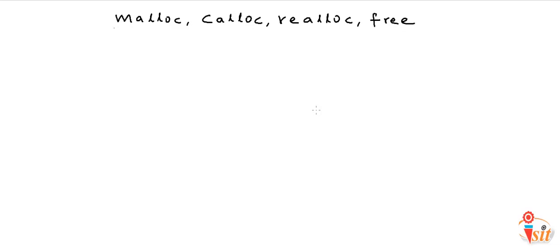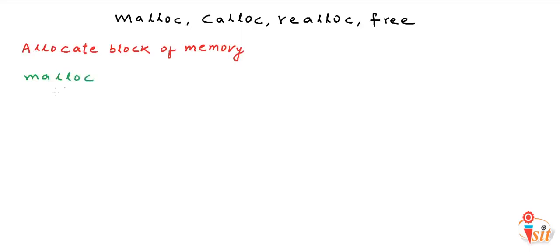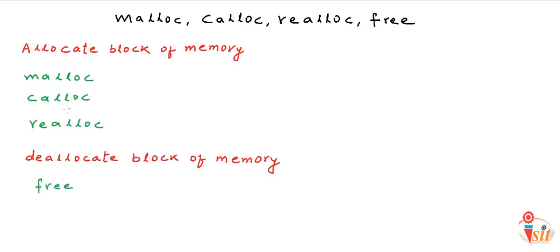In this lesson, we will be looking at various library functions available in C for dynamic memory allocation. We will look through these functions in some code examples. We will be talking about three functions that allocate a block of memory on the heap: malloc, calloc, and realloc. And we will also be talking about one function that deallocates a block of memory on the heap, and this function is free.